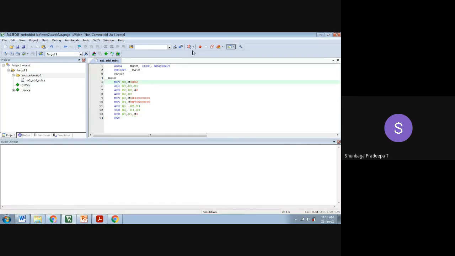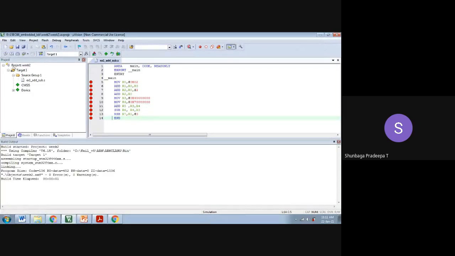I will have a breakpoint here. You have insert or remove breakpoint, or the shortcut key is F9. Every instruction I'm having a breakpoint in order to analyze what happens after every step. If you want to analyze after several steps, you can do it that way also. I'm inserting the breakpoint, then I'm compiling.